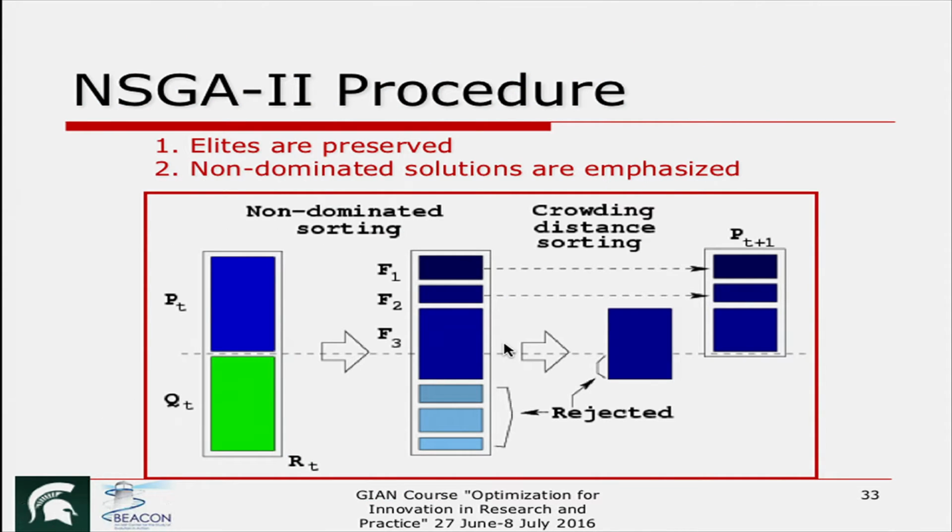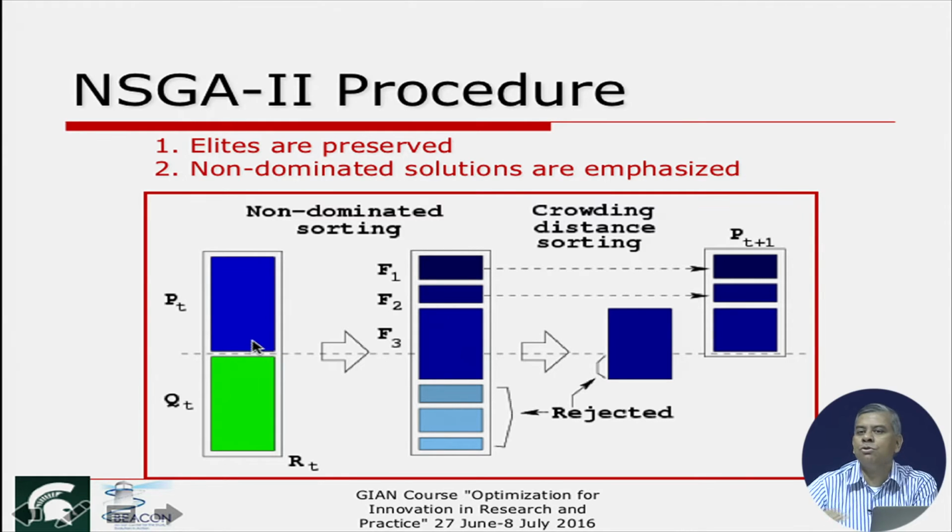So how does it work? I'm talking about one iteration of the algorithm. Here is my current population, P_t, and now I have to get P_t+1. In that process, I create an offspring population of the same size by using selection, crossover, and mutation. It's a GA I'm doing, so you know the process, right? Selection, recombination, mutation.